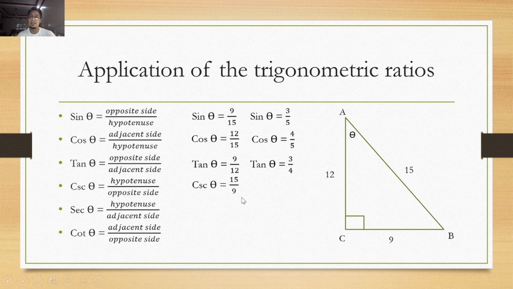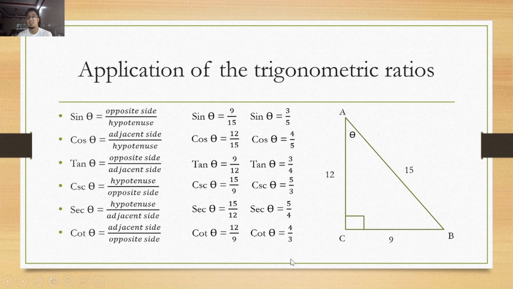Now, cosecant theta, this is the reciprocal of sin theta. So, kung mapansin po natin, nagbago lang yung positioning nung given. Pero sila din yun. 15 over 9, 5 over 3. Secant theta, 15 over 12. That is 5 over 4. And last, cotangent theta is 12 over 9. That is 4 over 3.